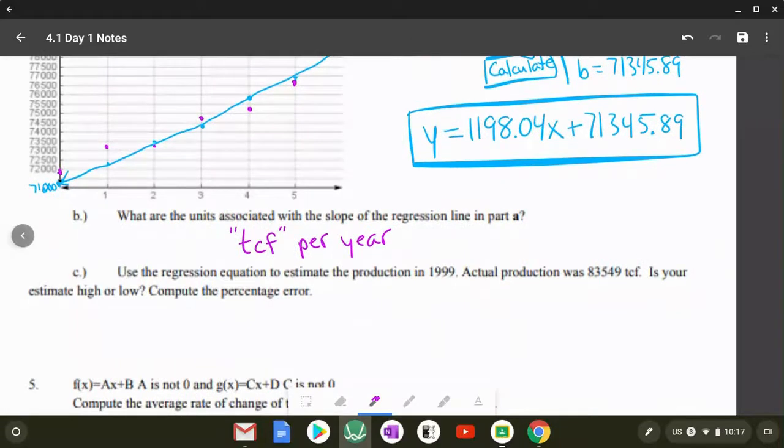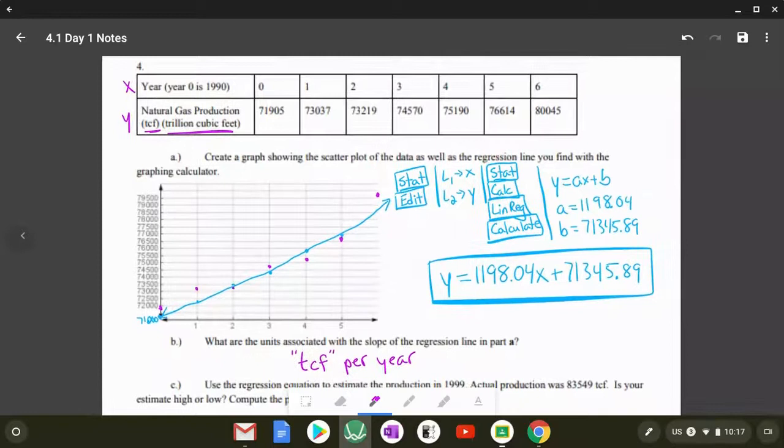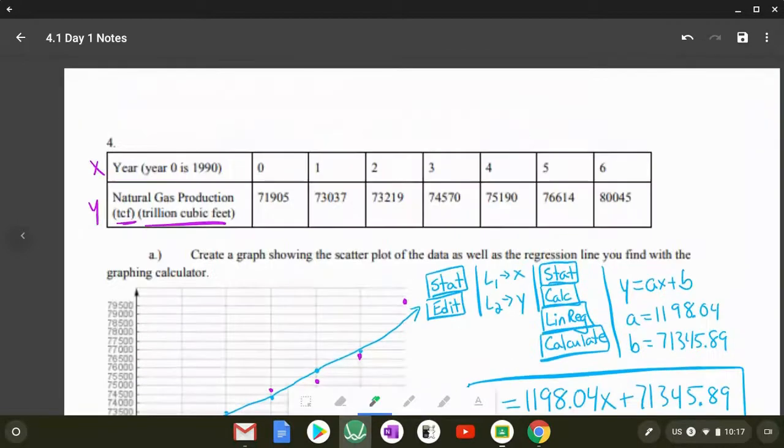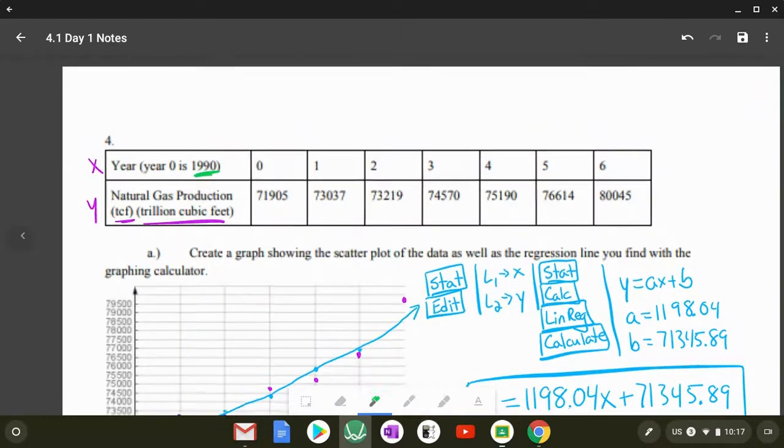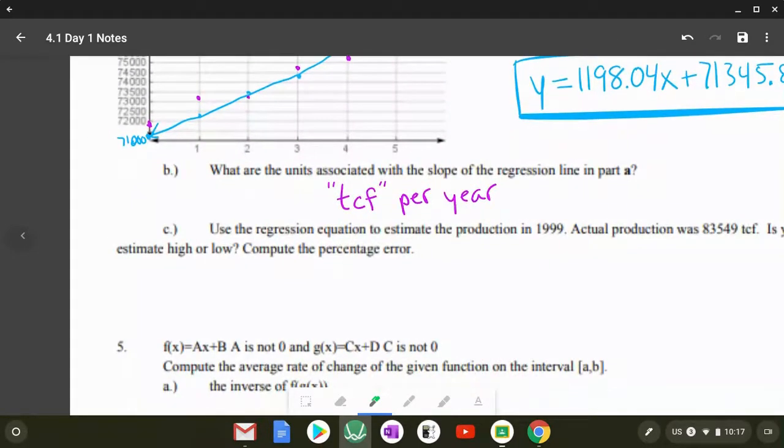For part C, use the regression equation to estimate the production in 1999. Actual production was 83,549. Is our estimate high or low? Well, we know that this started in 1990. That's when this data started being collected. We can say that after 9 years, we'd be in 1999. So we'll do 1198.04 times 9 years later plus 71345.893. We'll go to 3 decimals, try to be as exact as we can.